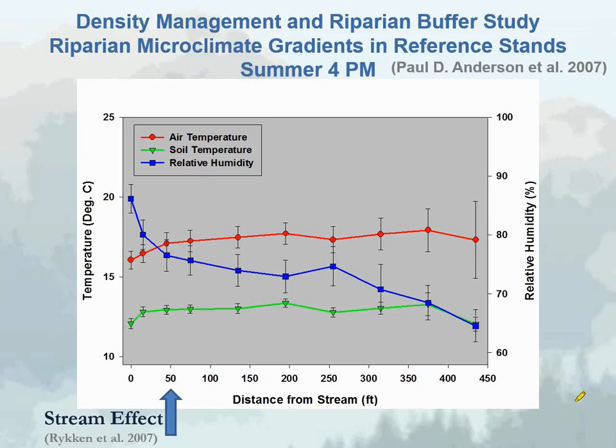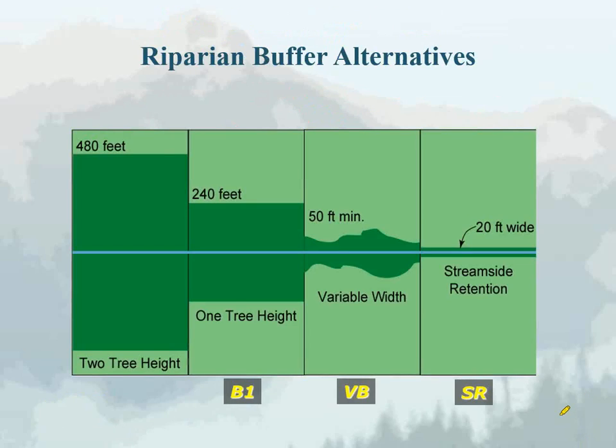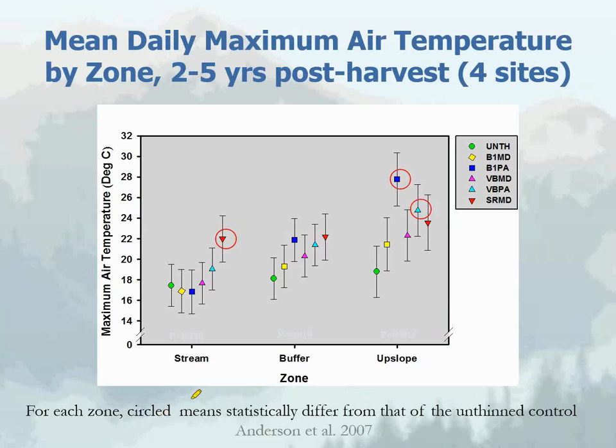And Paul Anderson and colleagues have looked at the effects of thinning. Here's the stream effect, which suggests that, for example, this relative humidity curve would be much steeper initially and not drawn as a straight line. So they have looked at these buffers and the microclimates of the riparian zone. And here's some bottom line information from them.